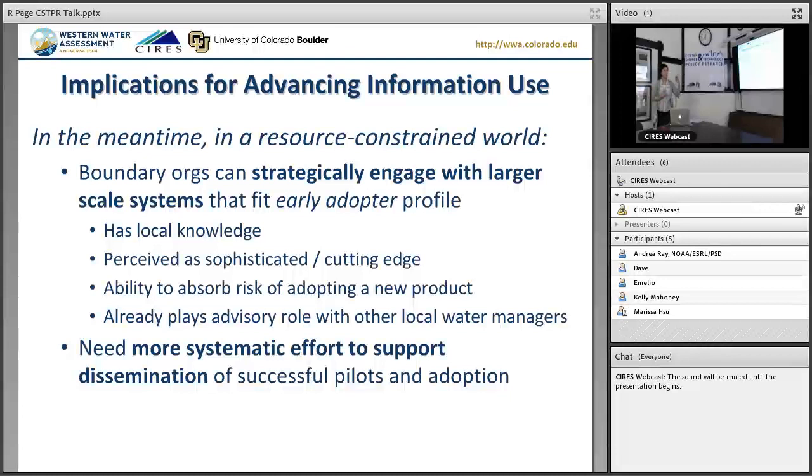And as I said earlier, we can use the early adopter profile concept to identify who those key people are. A number of names came up just in the 14 interviews I did alone, so there are definitely people out there that we can tap into to be able to reach that broader community.